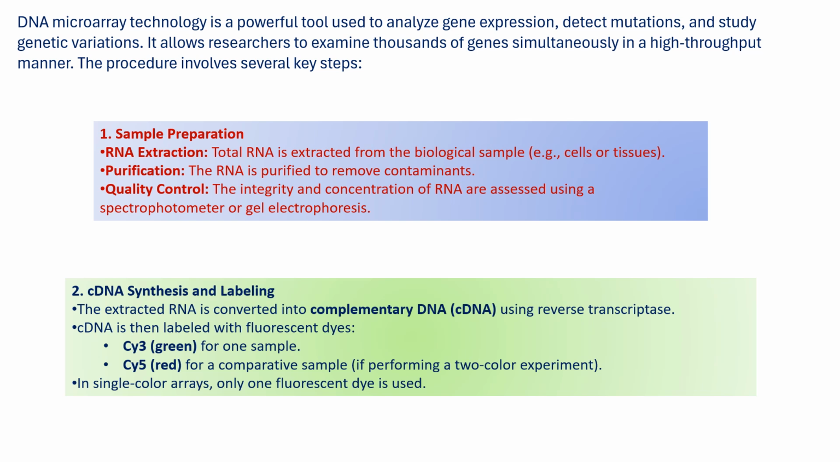Then comes cDNA synthesis and labeling. The extracted RNA is converted into complementary DNA, which is called cDNA, using reverse transcriptase enzyme by the process called reverse transcription. cDNA is then labeled with fluorescent dyes, Cy3 green for one sample, Cy5 red for a comparative sample if it is performed in a two-color experiment.